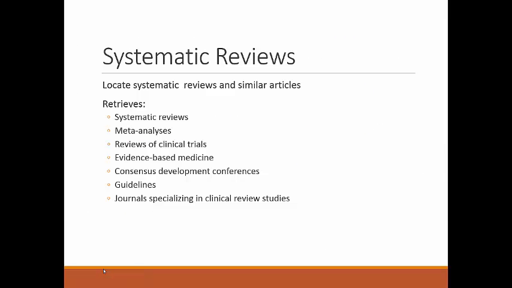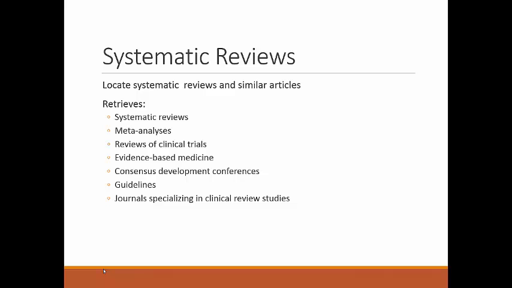Now let's take a look at systematic reviews. Systematic reviews are the middle column of PubMed clinical queries. It is designed to help clinicians locate systematic reviews and similar articles. The citations retrieved include systematic reviews, meta-analysis, evidence-based medicine, and more. It also includes citations from journals specializing in clinical review studies.